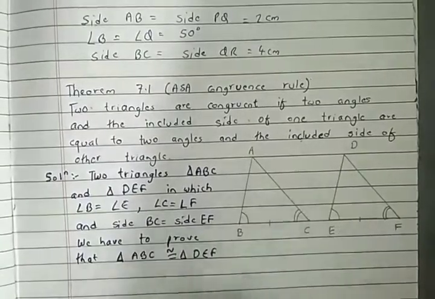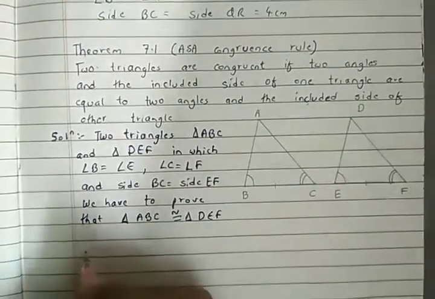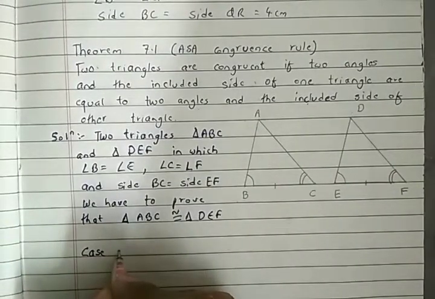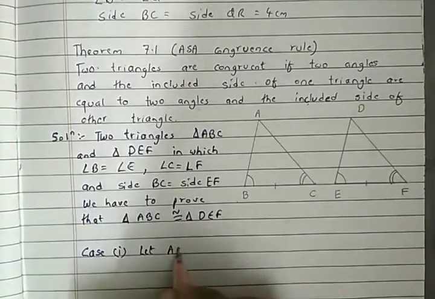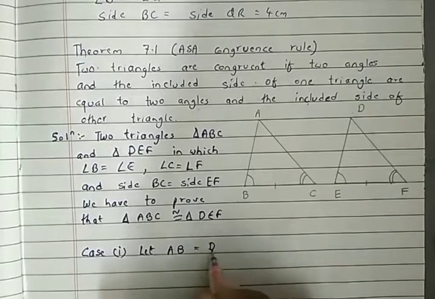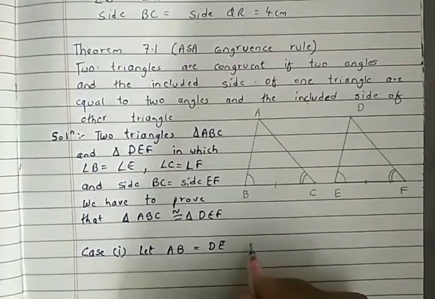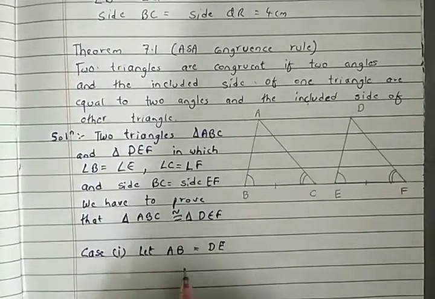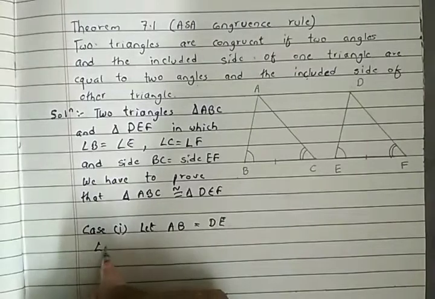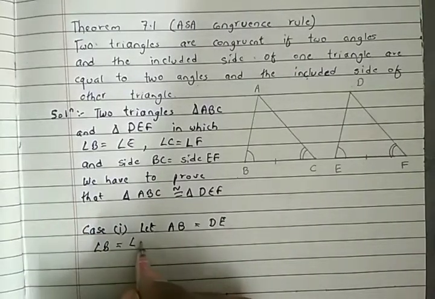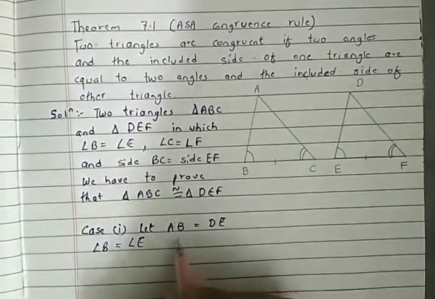So what has to be done? Now to prove this, there are three cases. Let's see first, case 1. Now you have to assume let AB be equal to DE, right? You have to assume this, it is not given. Now since AB is equal to DE, angle B is equal to angle E, right? This is given.